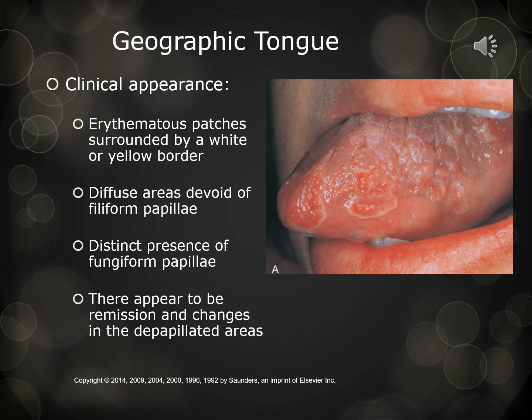trauma, they may have diffuse, meaning different places or areas, devoid of, missing the filiform papilla. That's where you see the bright red. Also, they have distinct presence of fungiform papilla. That's the large papillae. They appear to remit and change at different times. That's why we call it geographic, in different areas of the tongue, which is moving around.